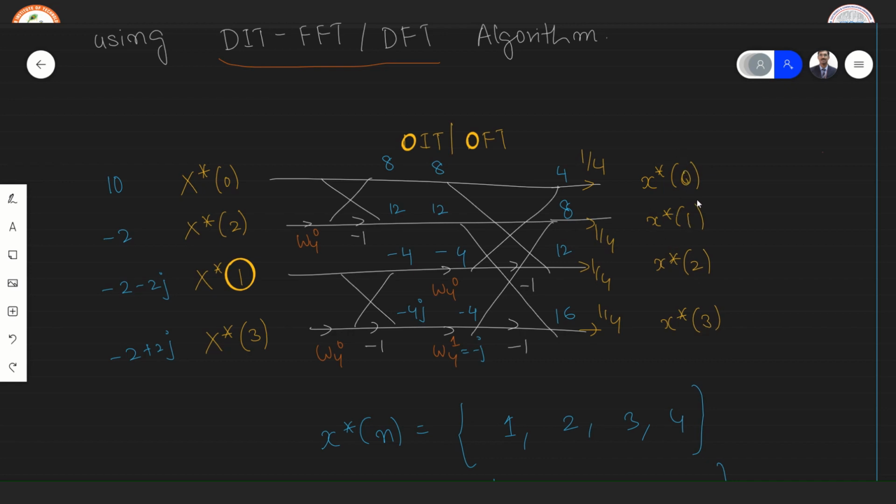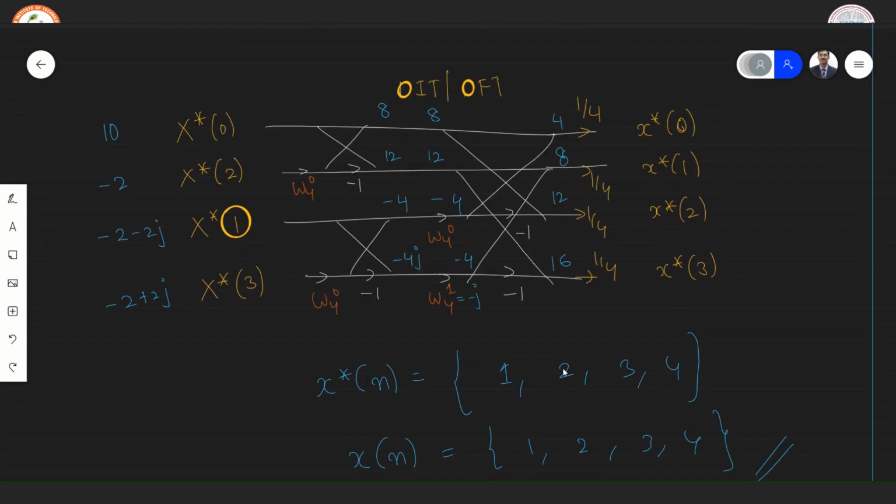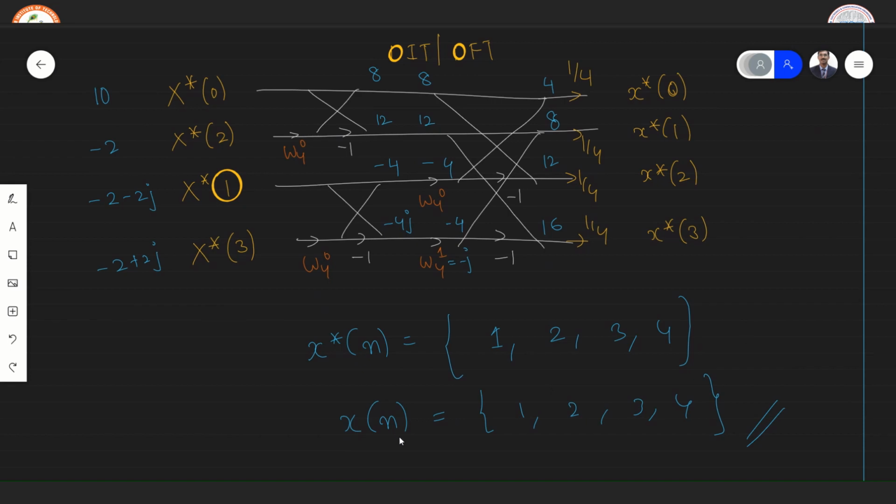So to represent the final answer, the result that you get has to be conjugated, but since the values are real, conjugation really doesn't have an effect here. So therefore, the results are obtained as x*[n] is 1, 2, 3, 4. Conjugating it again gives you the same answer, x[n] is equal to 1, 2, 3, 4.